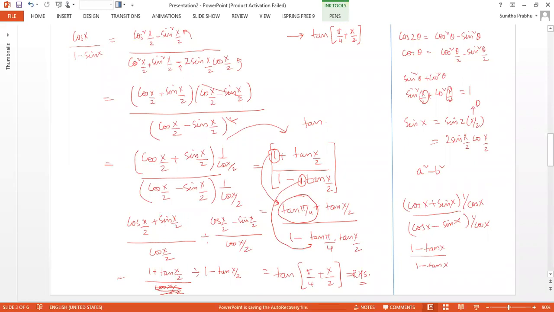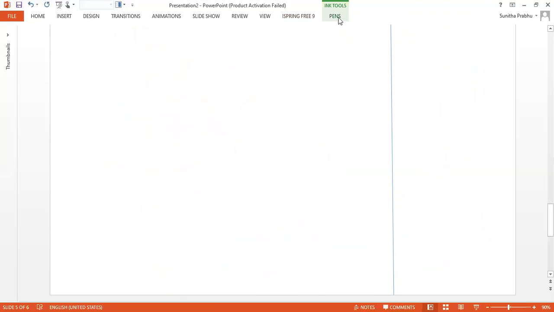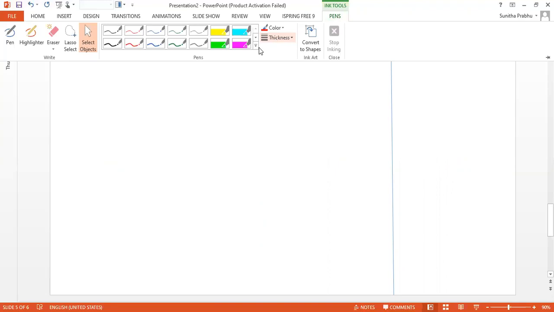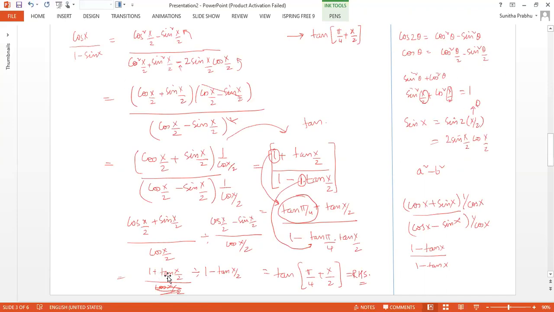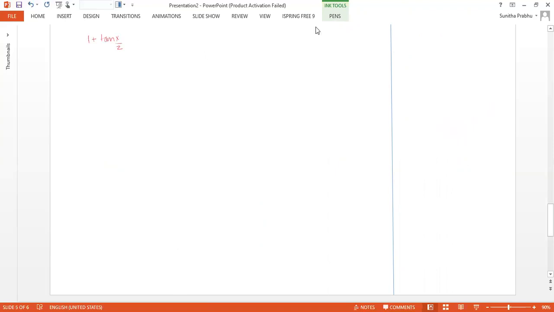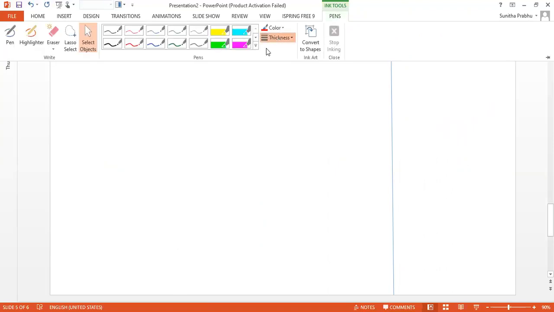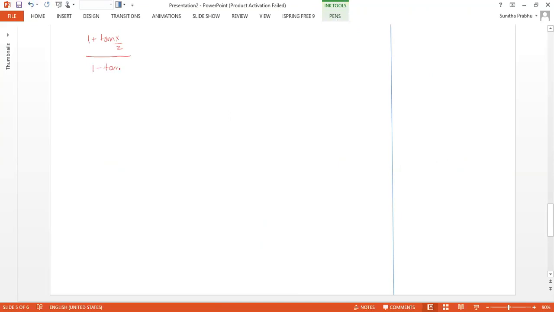So what we have with us is 1 plus tan x by 2 on top, divided by 1 minus tan x by 2 at the bottom. Correct? Then this we are writing as tan pi by 4 plus tan x by 2 divided by 1 minus, here 1 is there. So you say tan pi by 4 into tan.